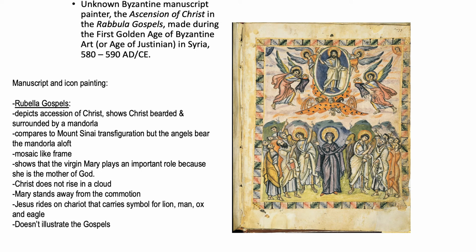This is a manuscript illumination from the Rabbula Gospels, and it was made in Syria during the end of the first golden age of Byzantine. You can see that there are two levels to the world here, an earthly level and a heavenly realm. The heavenly realm is where Jesus stands in the mandorla, and then the earthly realm is where Mary stands in the orant pose, praying to the heavens.